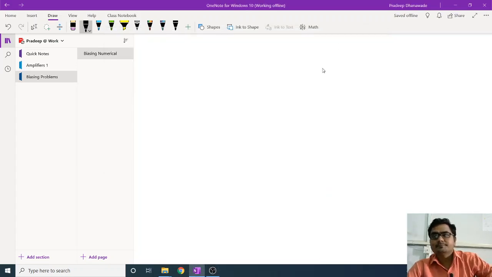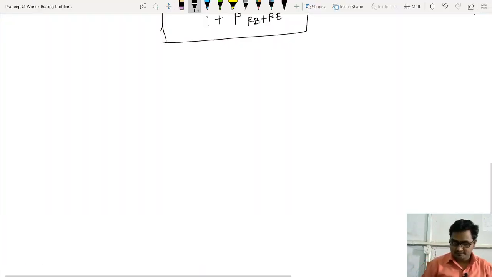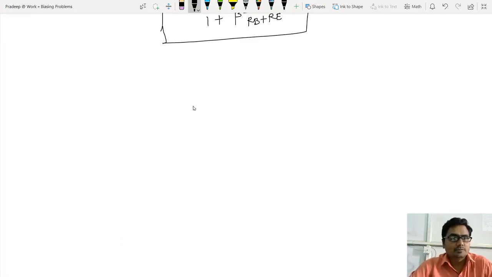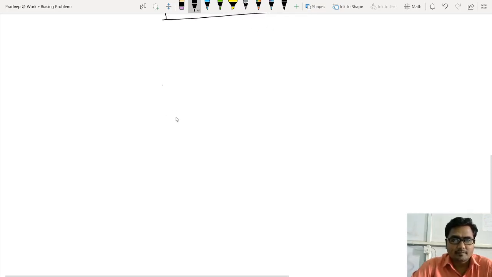Hello students. We have already finished our third unit related to transistor biasing. Now, we have seen four types of biasing circuit. You remember, the first type of biasing circuit that we have studied is fixed bias.